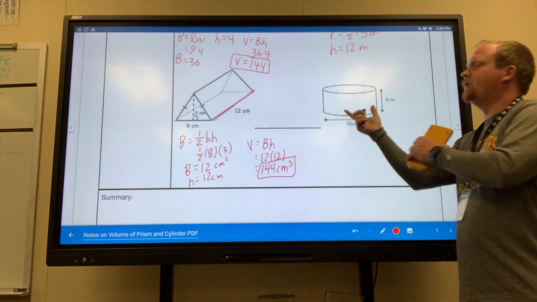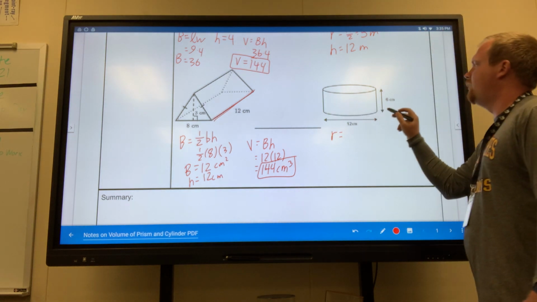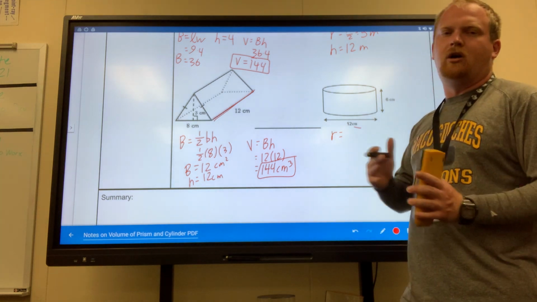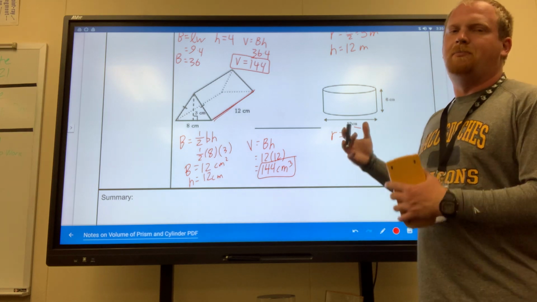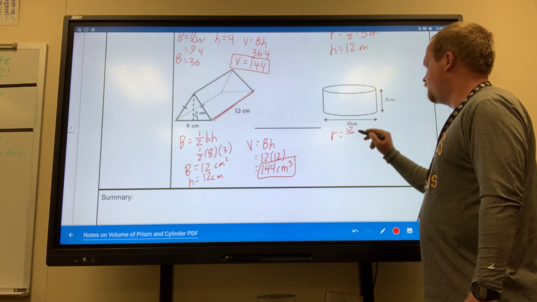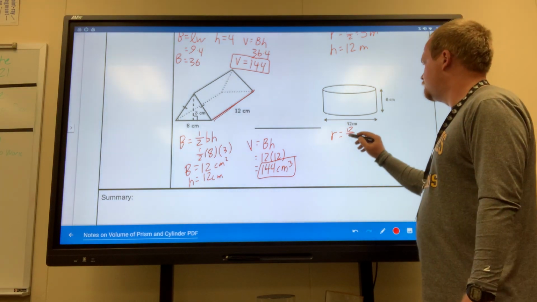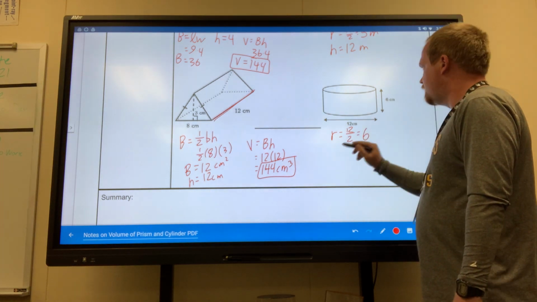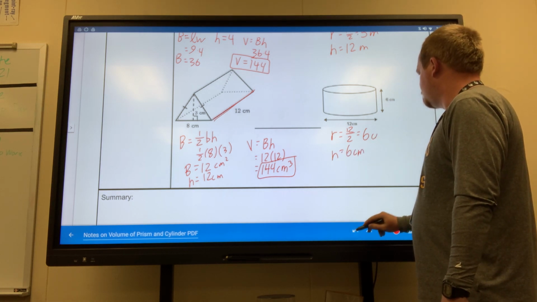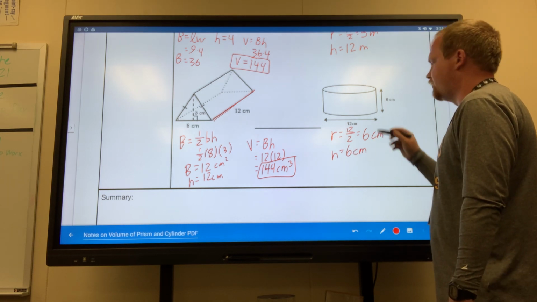And lastly, we want to find the volume of this cylinder. Now again, I gotta find my radius, but this time I only have the diameter. If we were just given the radius, we could just say R is this and plug it in. But I don't have radius, I have diameter, which happens to be 12, but I can divide the diameter by 2, which gives me 6. The height is 6 centimeters. So 6 centimeters for the radius.